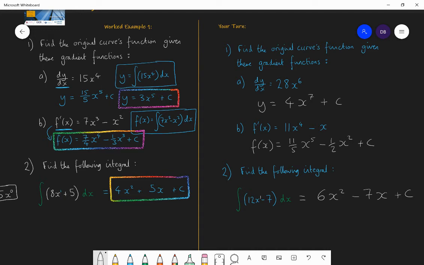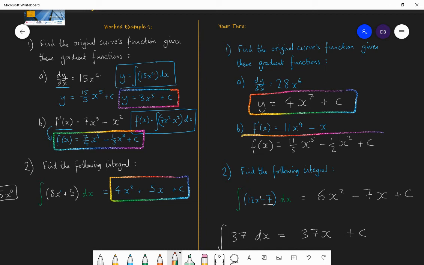By the way, whenever you have just a constant, when you integrate it, you just get that constant as a coefficient of x. So if you integrated 37, integral of 37 with respect to x, it would just become 37x. Okay? So if you got those three answers, that's brilliant work.